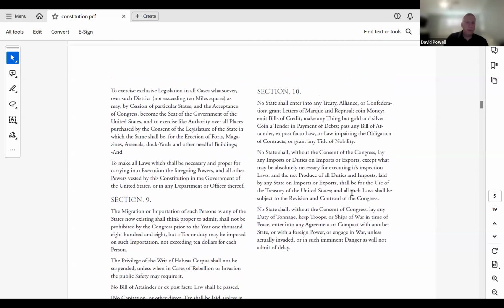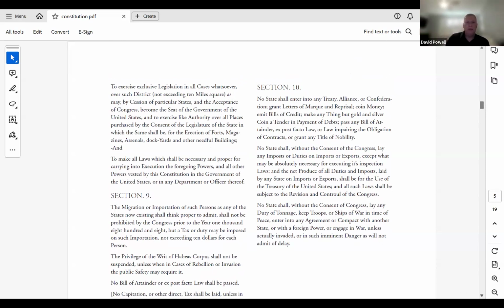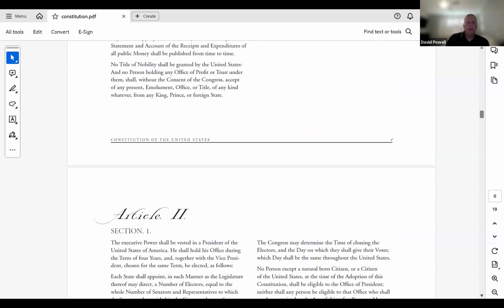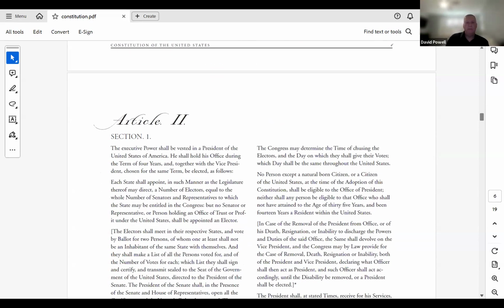No titles of nobility, so no knights or sirs or any of those types of titles like you see over in Europe. Congress may not do that. And then Article 1, Section 10 lays out limitations on the states. So states cannot enter into treaties. That's the sole domain of the president and Congress. They cannot levy imposts and duties. They cannot have titles of nobility, all the different limitations then on state government. So Article 1, Section 9 limits Congress. Article 1, Section 10 then limits state governments.